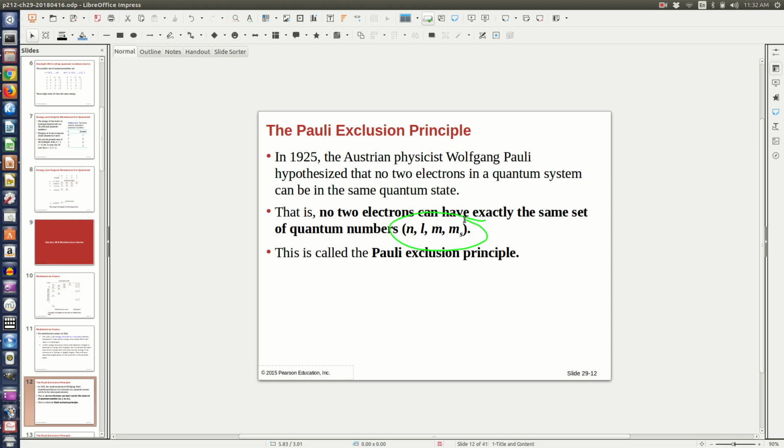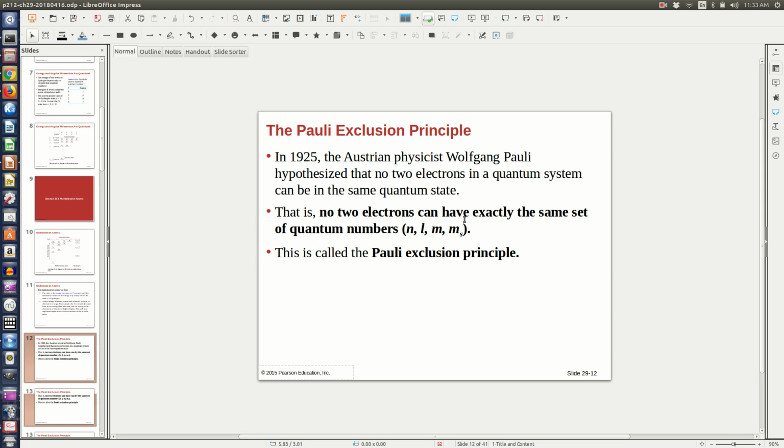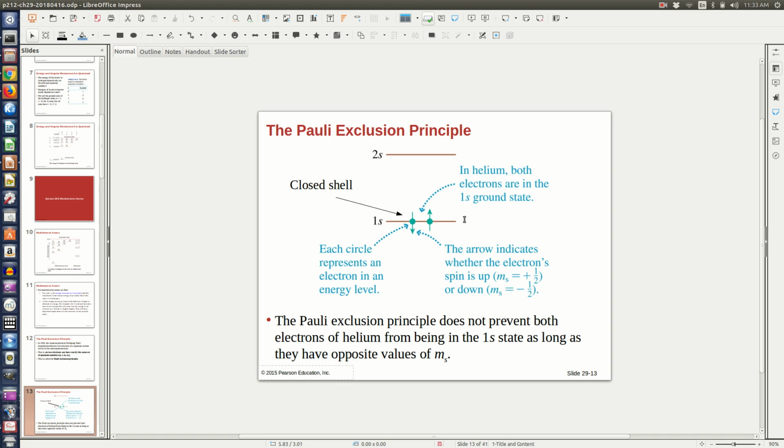So for a unique combination of n, l, m, and m sub s, only one electron can occupy an orbital with those particular numbers. And this is called the Pauli exclusion principle because it excludes the possibility of two electrons being in the same state. There are deeper quantum mechanical reasons behind this principle, but they're beyond the scope of this course. But as long as we recognize that no two electrons can be in the same orbital, meaning the same specific quantum numbers, then we can start building the periodic table.